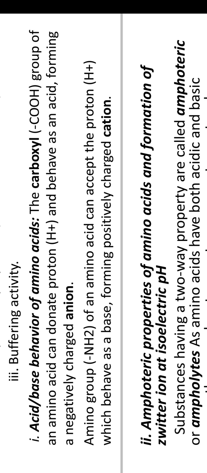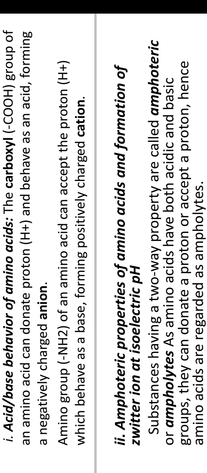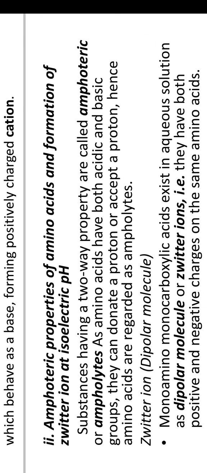Next characteristic, amphoteric properties of amino acids and the formation of zwitterion at isoelectric pH. Any substance having two-way property is called amphoteric or ampholyte, which means a chemical substance that exhibits two properties in the same substance. The amino acid also exhibits these categories, acid and base. Since it can donate a proton and accept a proton, it is considered an ampholyte.